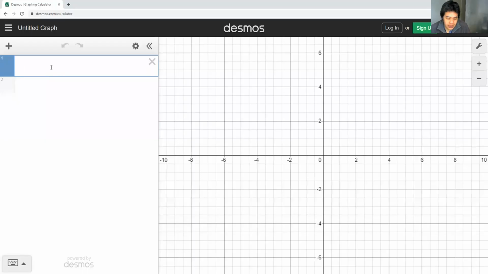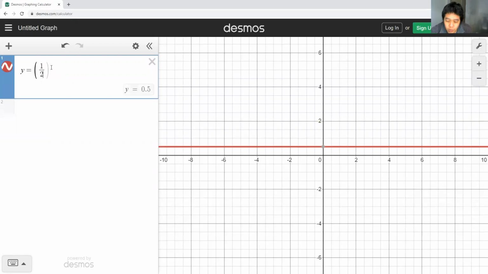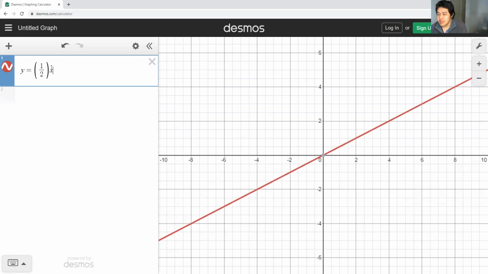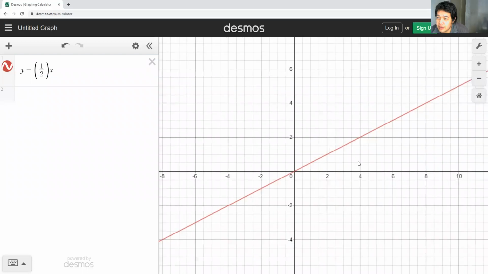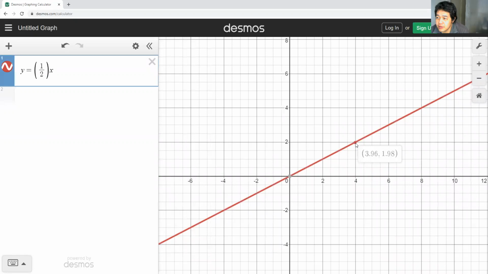Now I want to bring you to this website again, Desmos, and let's just plot what we got here. So basically, that's half times x. Here we go. So this is the line that we got before, yeah. See, this line is passing through this point 4, 2, and then also that point, yeah, 8, 4.